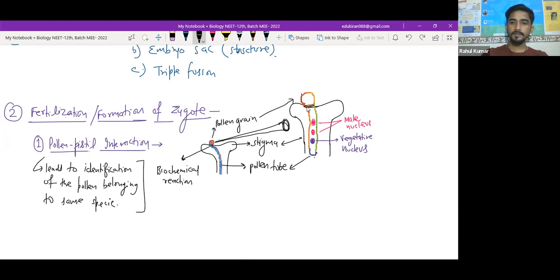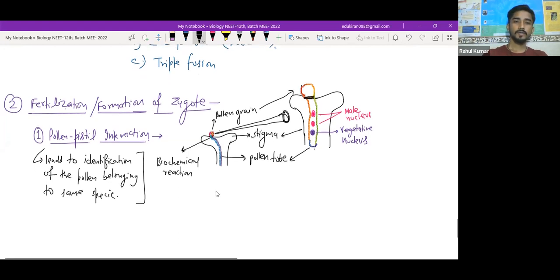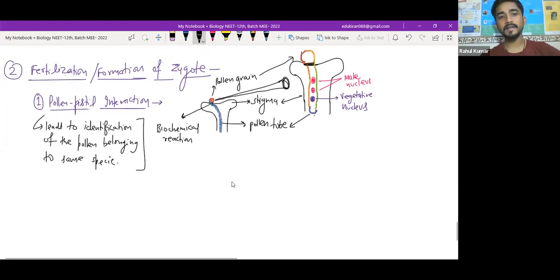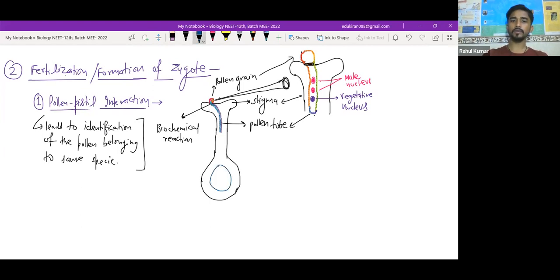And at this site happens the pollen pistil interaction. After pollen pistil interaction has happened and this pollen tube is growing, let's just complete this. It goes through the style and it reaches where? It reaches the ovary, right? And inside the ovary is the ovule, correct? Yes or no?